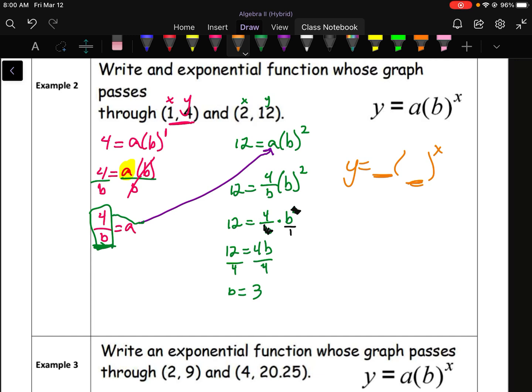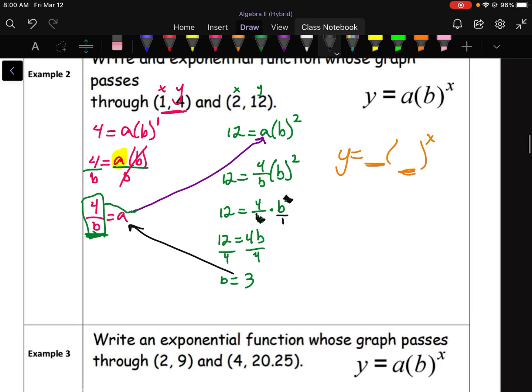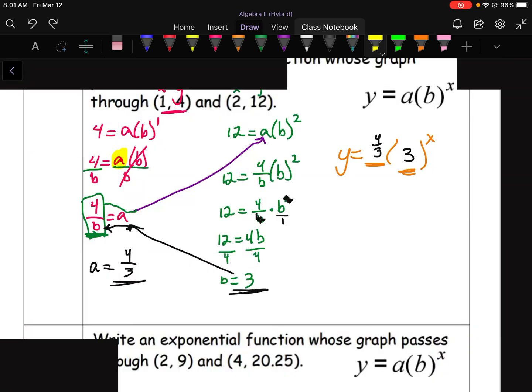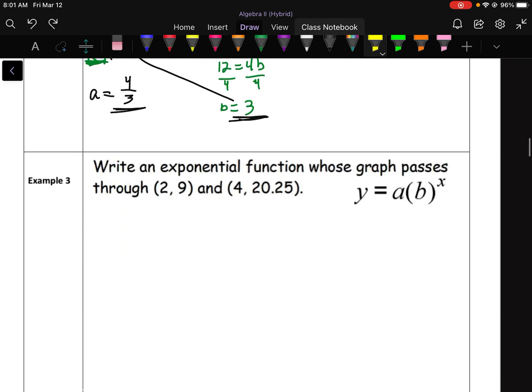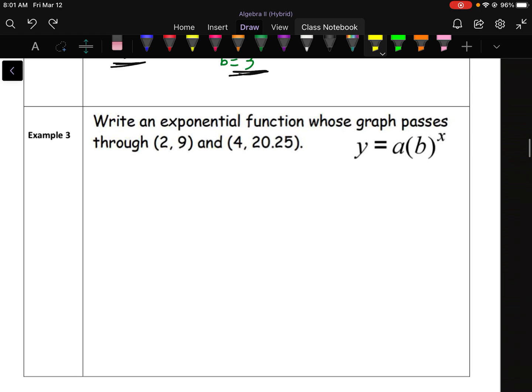The nice thing is we already have an equation solved for a right here. We take our b value that we just found and plug it in, so a equals 4 over 3. Simplify if you can. We can't. Now we have a and b, so y equals 4 over 3 times 3 to the x power, and that would be our final equation. This would be exponential growth because b is greater than 1. And there you go. Let's try another example, because this is kind of difficult.